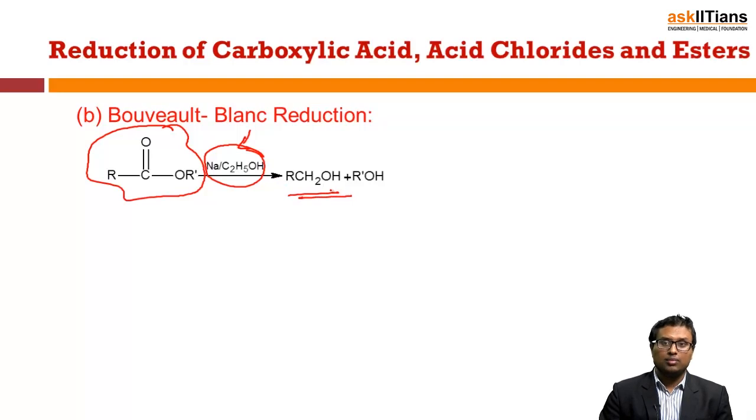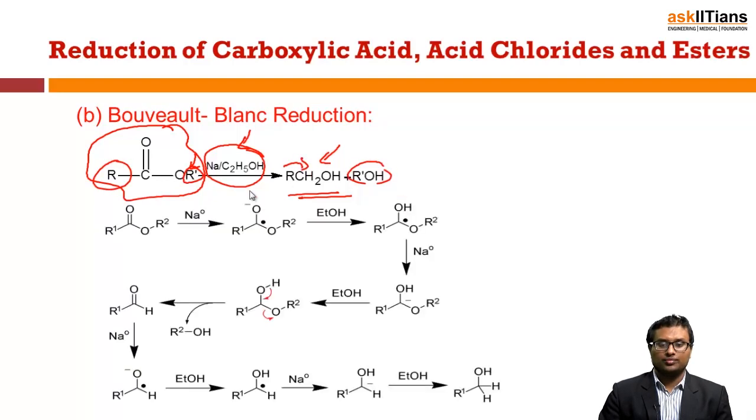Here the other important logic is, I will be getting two alcohols. One is RCH2OH and one other is R'OH. So this R' will fetch an alcohol, and this R fetches an alcohol, which is RCH2OH. So here the mechanism is explained.